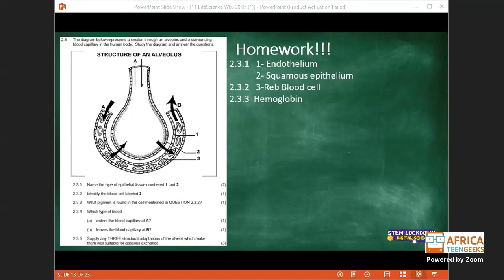Right, I have an answer from Prashant. It says A is oxygenated blood. And then Dino says A is deoxygenated. I think that was supposed to be a D there, all right? He also says A is deoxygenated blood. Okay, and then at B, what type of blood leaves?